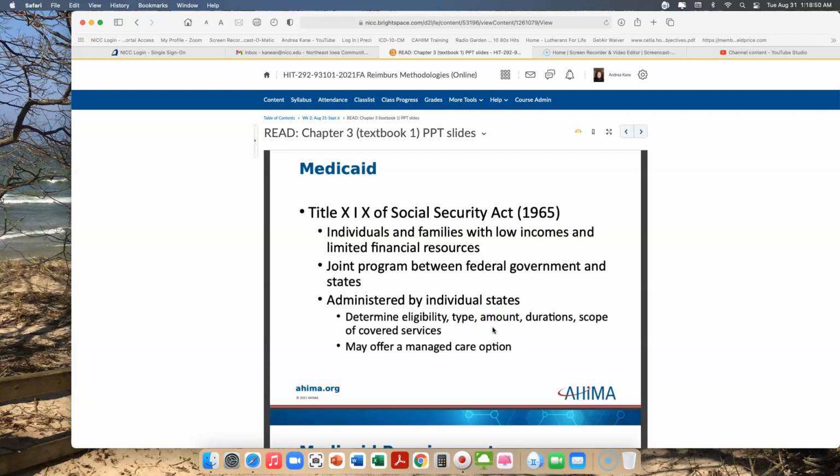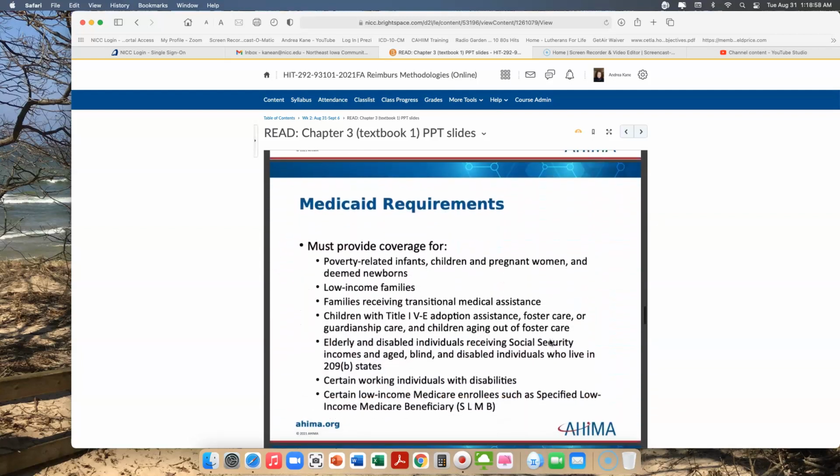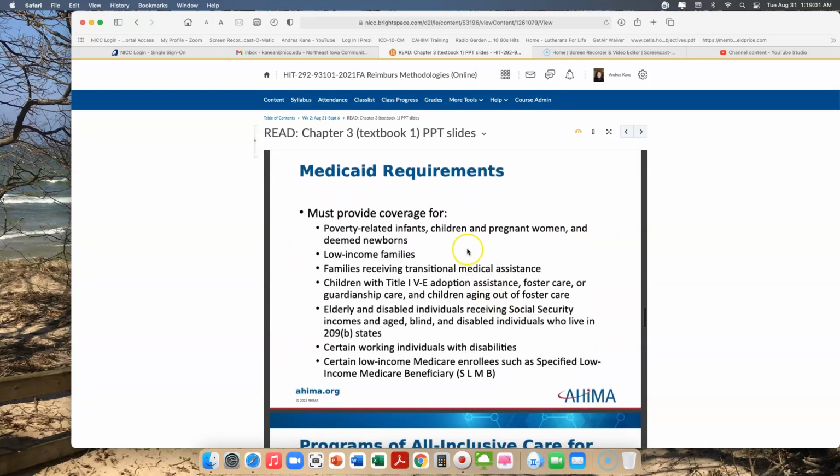Medicaid requirements: they are required to provide coverage for poverty-related infants, children, and pregnant women, and deemed newborns, as well as low-income families, families that are receiving transitional medical assistance, children with Title 4E adoption assistance, foster care, or guardianship care, as well as children aging out of foster care. The elderly and disabled individuals who receive Social Security income, and aged, blind, and disabled individuals who live in 209B states, those are also covered under Medicaid.